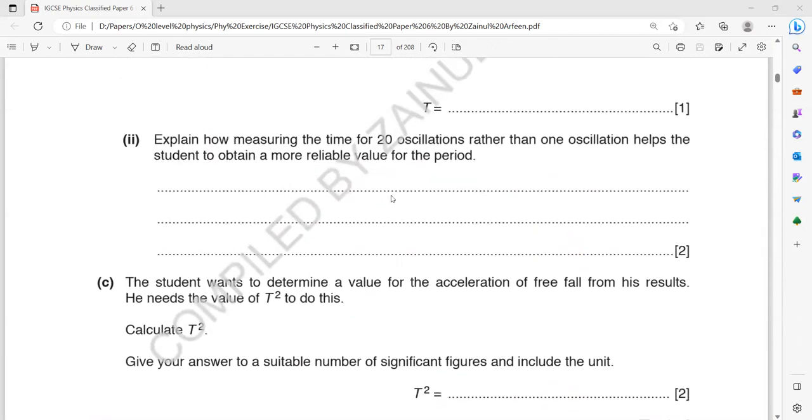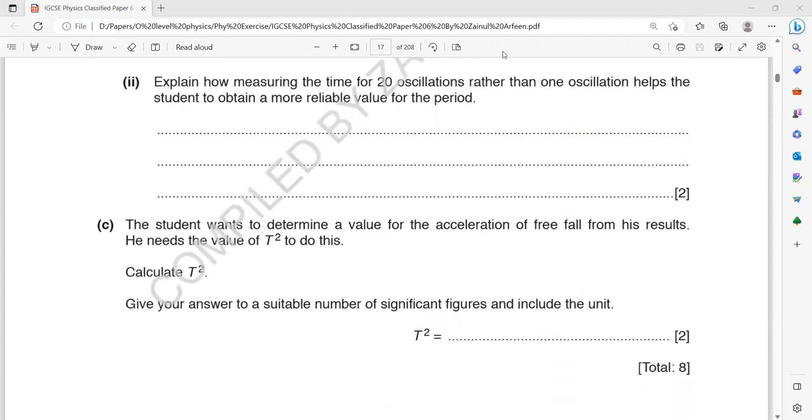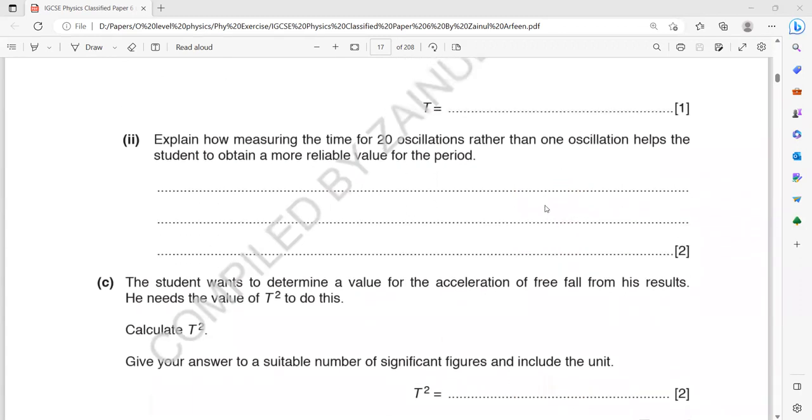Then explain how measuring the time for 20 oscillations rather than one oscillation helps the student. If we measure the time for 20 oscillations, that will be more accurate compared to one oscillation. How will this improve the results? The idea is that if we measure the time for 20 oscillations, we'll have an average time. The judgment of the start and the reaction time error is reduced, because it is spread over 20 swings.